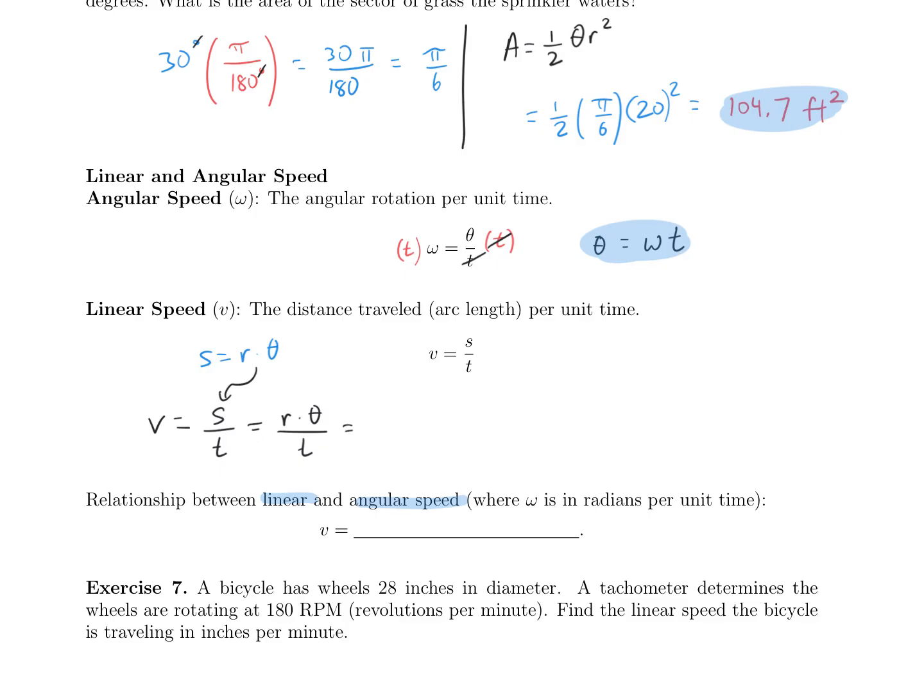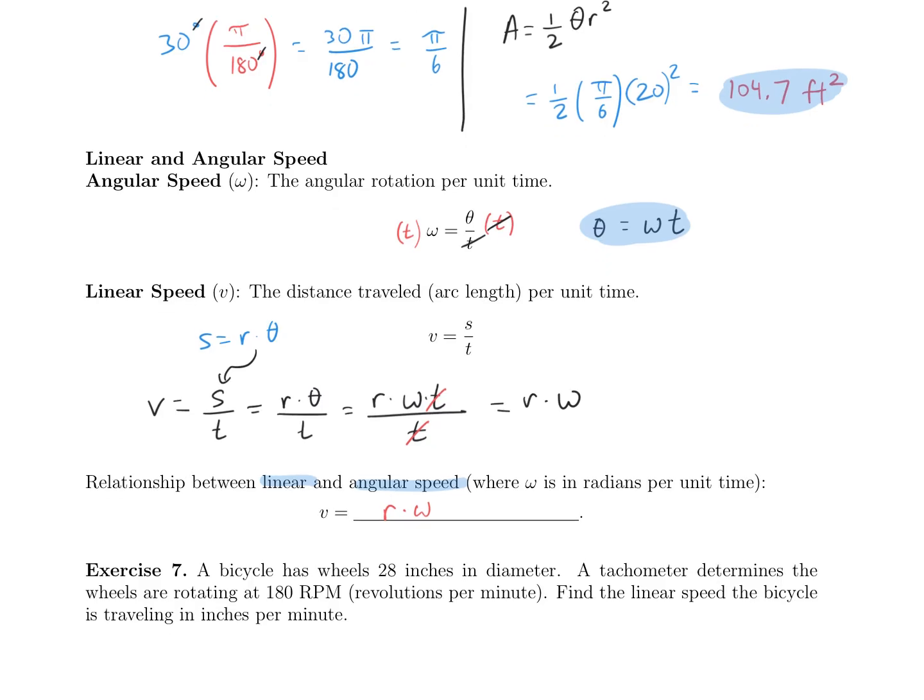So we're going to do the substitution here now. Instead of theta, we're going to write omega times time over time. As you can see, the t's cancel, and so we end up with r times omega. So that's the relationship between linear velocity and angular speed. So v is equal to r times omega. Okay, let's put this into use in the following exercise.